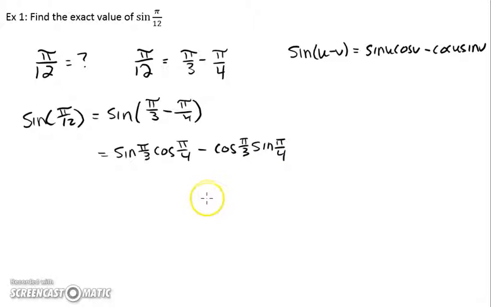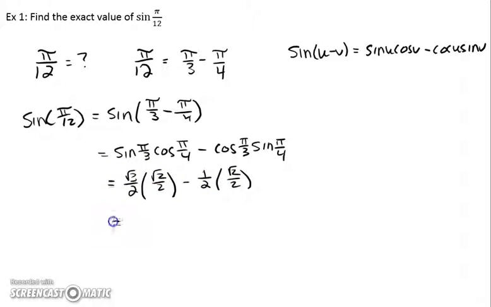And now all of these things are in terms of angles that we have on the unit circle, so we can just say, well, I know the sine of pi over 3 is going to be radical 3 over 2. Cosine of pi over 4 is radical 2 over 2. Cosine of pi over 3 is 1/2. Sine of pi over 4 is radical 2 over 2. So then we just need to multiply these things.